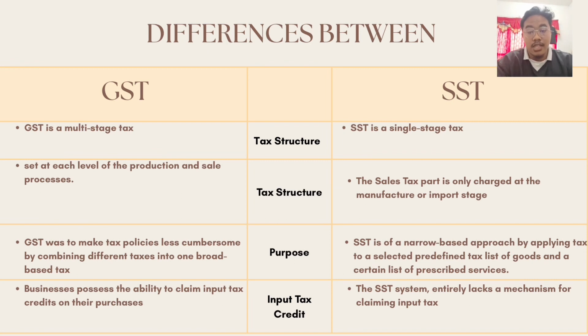Imagine yourself making a delicious nasi lemak. With GST, it's like every ingredient, like rice, sambal, and the eggs, gets a little bit of tax added at each step, from the farmer to the banana leaf and the person who cooks it. It's like a multi-stage tax. But with SST, the tax is only added once, right at the beginning.